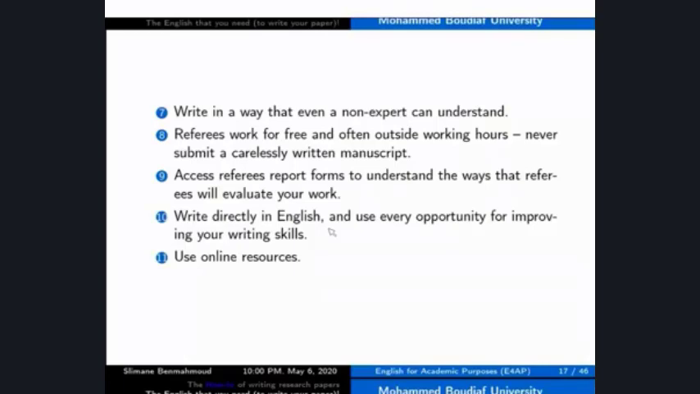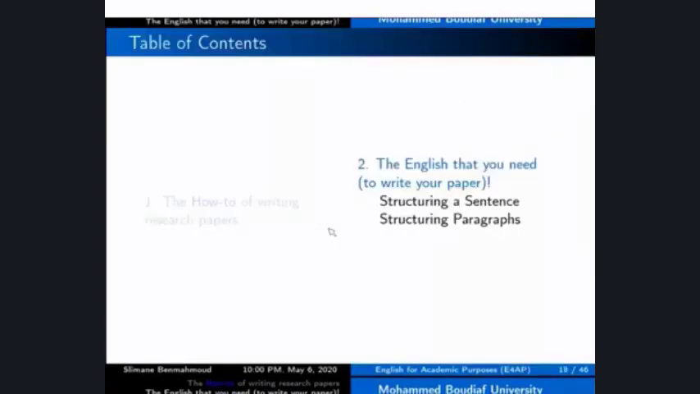Okay, that's the first part that I want to share with you. These are some of the tricks and the tips I have learned during my work in research and academia. Well, the second part, which really talks about English for writing research papers, will come later.